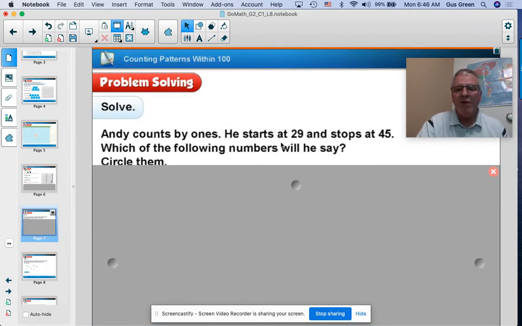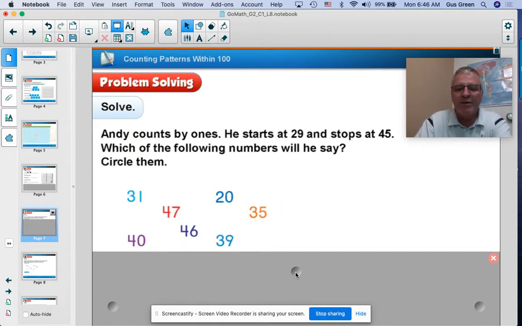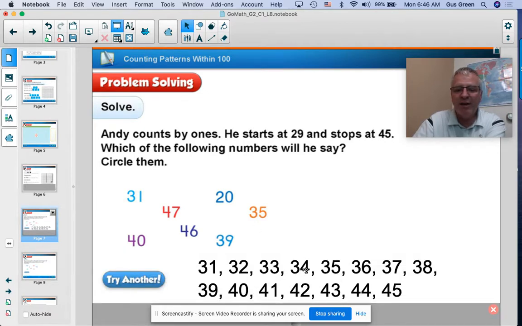And the problem solving, now this one, in past years, this one has been a little bit challenging because people think of it as an addition problem or something like that. But listen to what it says. Andy counts by 1s. He starts at 29 and stops at 45. Which of the following numbers will he say? Circle them. So what I did was I made a list for us to kind of look at.